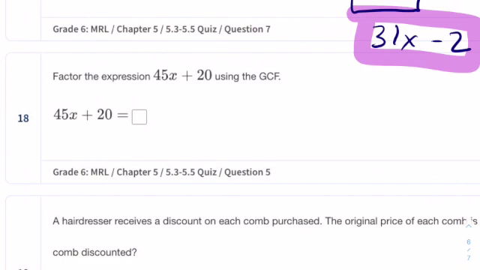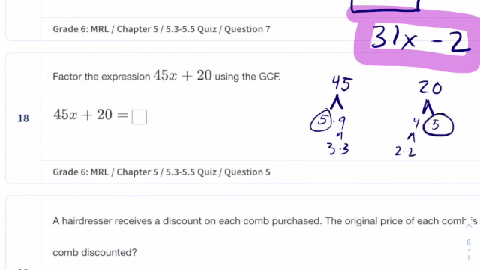Factoring is the opposite of the distributive property. So 45x and 20. I'm going to see what factors they have in common. I'm going to do a factor tree to see all their factors and figure out what they have in common. So 45 would be 5 times 9, and 9 is 3 times 3. 20 is 4 times 5, and 4 is 2 times 2. So I can see right away they both have this 5, right? That's the common factor that they both have.